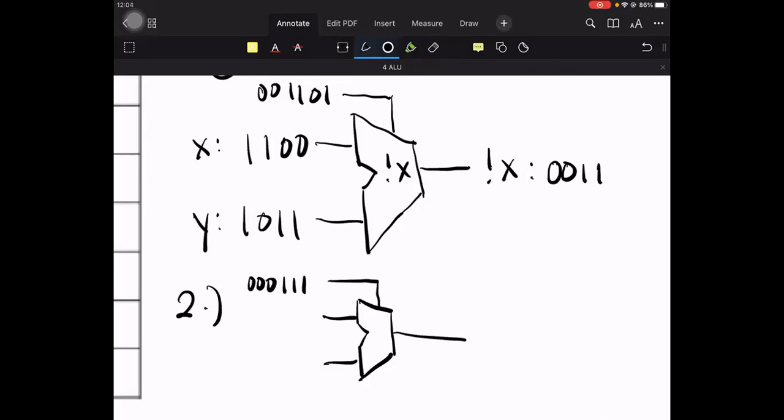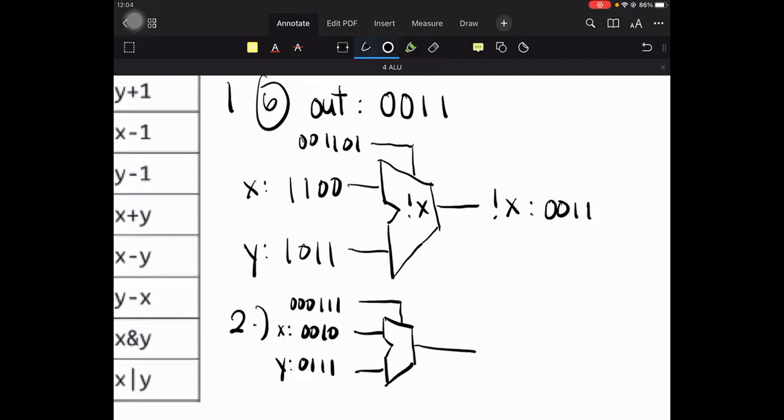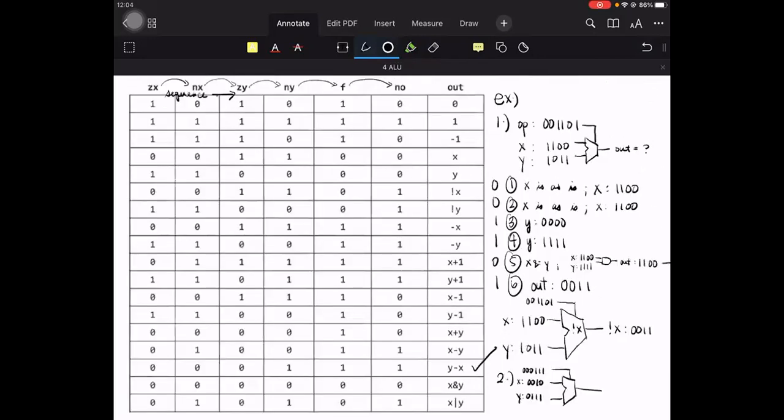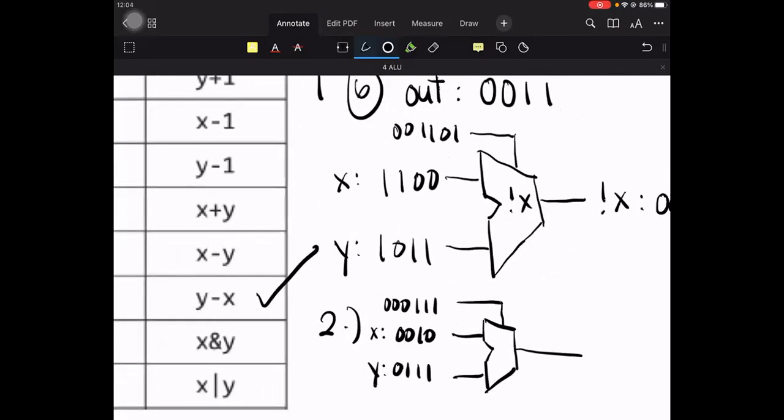Our X, an arbitrary value, is 0, 0, 1, 0. Our Y is 0, 1, 1, 1. Okay? So we will look for where this opcode 0, 0, 0, 1, 1, 1 is. It's this one. So meaning the output is Y minus X.